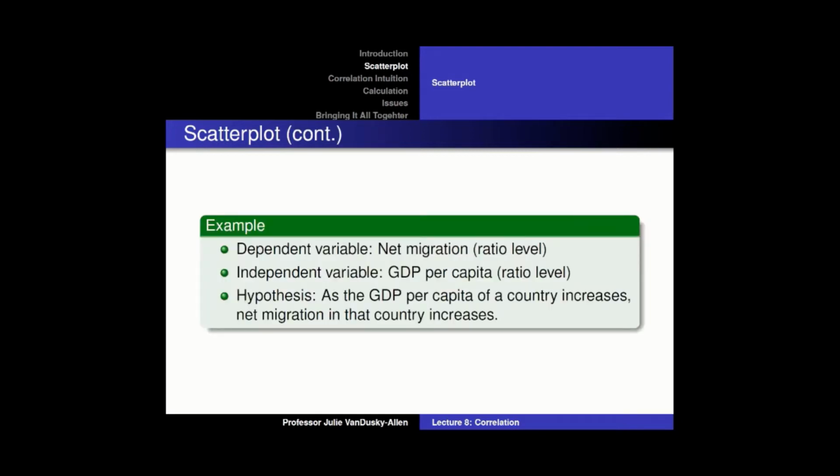In order to demonstrate how to construct a scatterplot, I will use the following example. The dependent variable is net migration, a variable that measures how many people enter and leave a country in a year. Positive values indicate more people enter than leave, and negative values indicate more people leave than enter. It is a ratio level variable. The independent variable is GDP per capita. It is ratio level as well. The hypothesis is, as the GDP per capita of a country increases, net migration in that country increases.